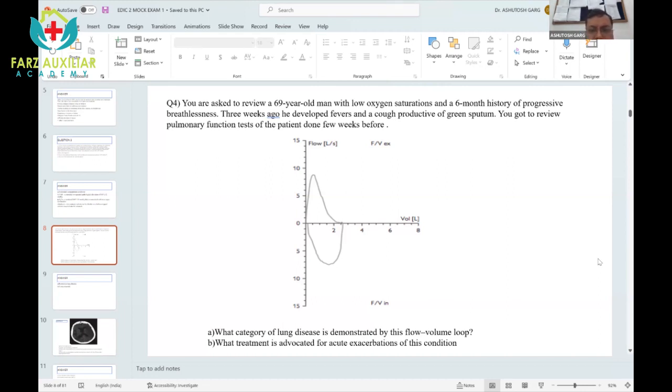Okay. If you find any scooping or problem with expiration like chronic obstructive lung disease, then only you will say this is a case of obstructive lung disease or COPD. So in this graph, the whole flow volume loop has been shortened. In a normal case, both inspiratory as well as expiratory limb will be higher than this. So this is a restrictive lung disease. Okay. And treatment advocated for the acute exacerbation: steroid will help. Okay.